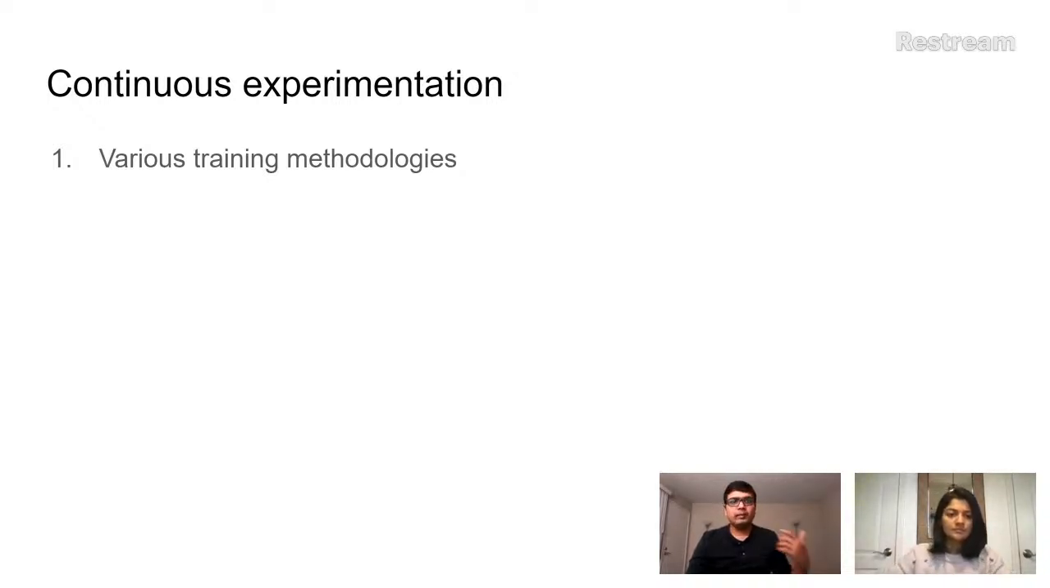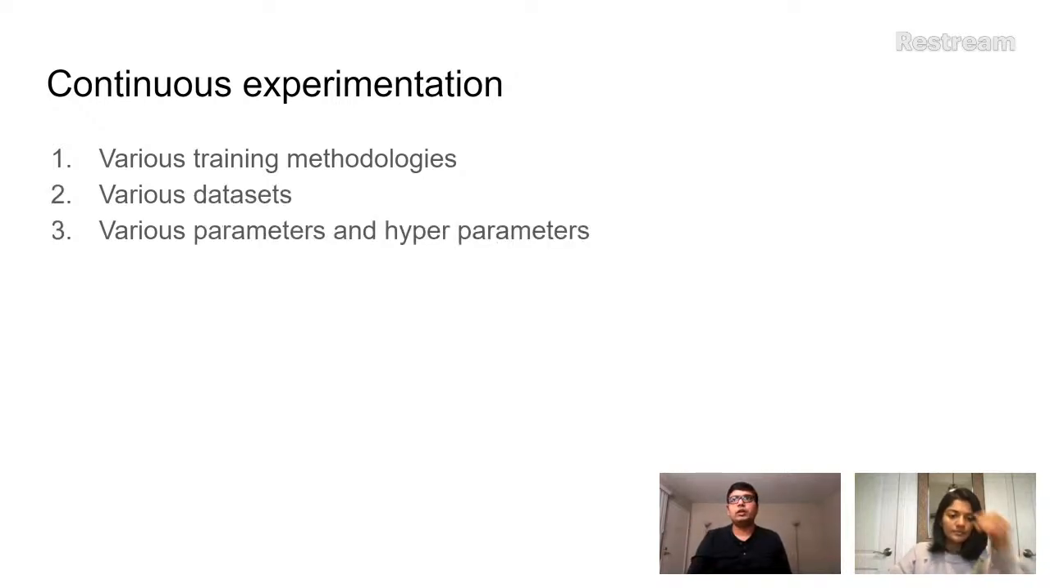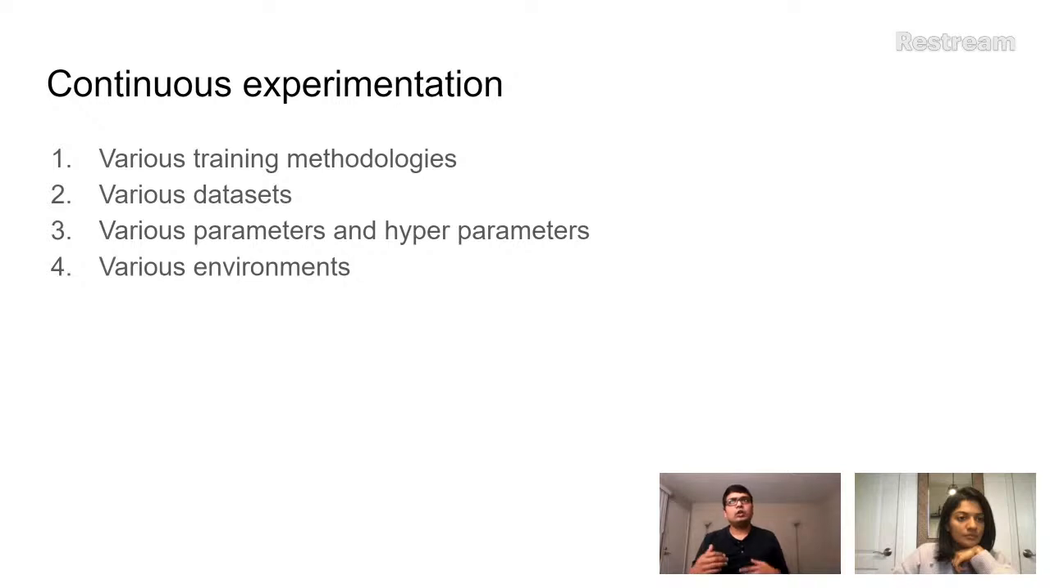So the process of MLOps does that: you're continuously experimenting. You're changing your training methods, you're changing your data sets, you're changing your parameters, and you're changing your environments just to see how robust your model is. So all of this experimentation goes on. If you want to adopt MLOps and want to go ahead with the continuous experimentation route, this is definitely something you would want to be doing.